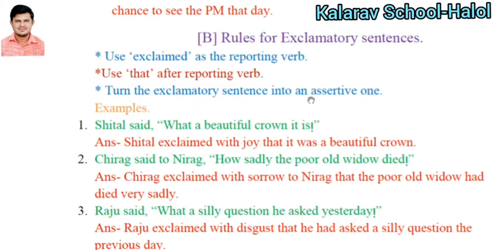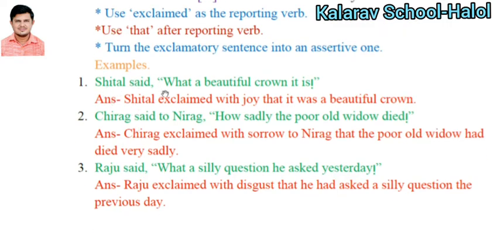Turn the exclamatory sentence into the assertive one. Whatever exclamatory sentence is given in the question as direct speech, you transform that direct speech into the indirect one. That exclamatory sentence becomes an assertive sentence. Now, an example is here. Sheetal said, "What a beautiful crown it is."